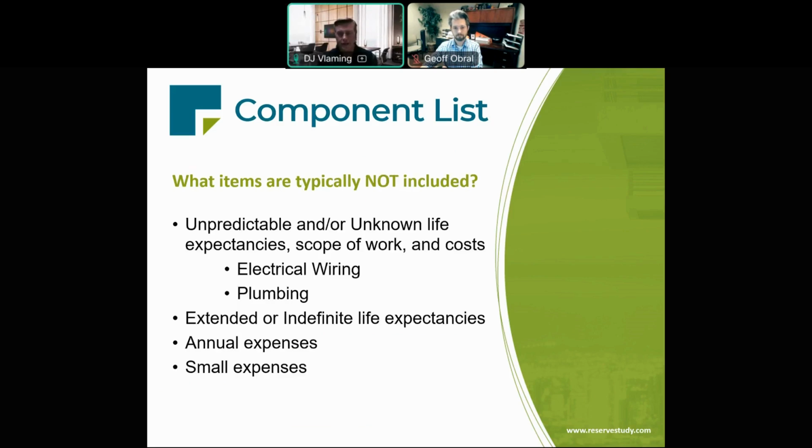And as I mentioned, reserves are not going to account for every potential expense an association may face. So what items are typically not included? Well, the main thing are items that are unpredictable. I kind of emphasized that a couple slides ago. That means they have an unknown useful life, unpredictable remaining life, maybe an unknown scope of work and cost. Common items that fall under this category are electrical wiring and plumbing, which also means irrigation. These items are underground, they're in the walls, they're generally not accessible to inspect, evaluate, and quantify. They're outside the scope of a reserve study.